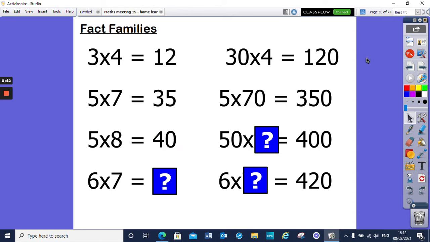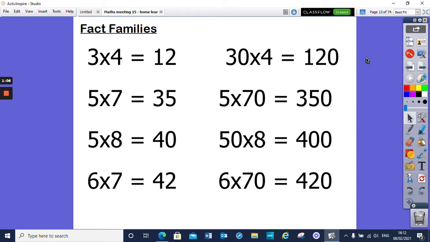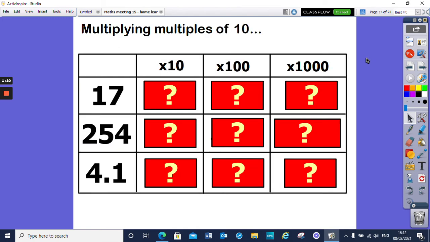5 multiplied by 8 is 40. So 50 multiplied by what makes 400? 50 multiplied by 8 equals 400. 6 multiplied by 7 equals 42. 6 multiplied by what equals 420? 6 multiplied by 70 equals 420. Well done, you've got those ones correct.